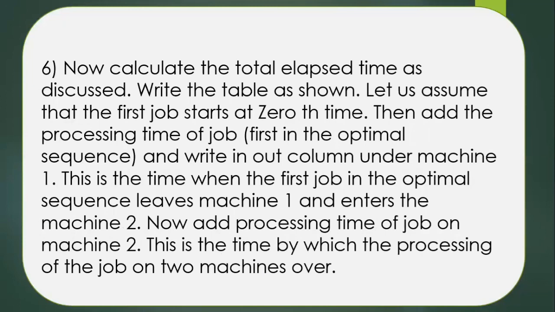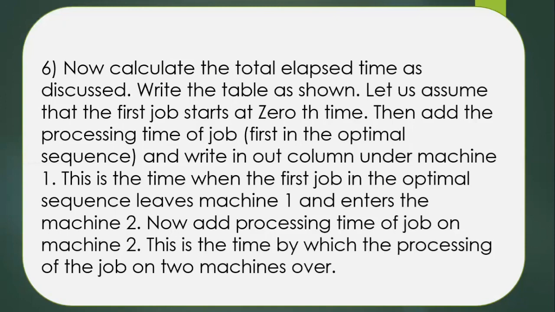And we need to write the table as shown. So let us assume that the first job starts at 0th time. Then add the processing time of job first in the optimal sequence and write in out column under machine 1. So this is the time when the first job in the optimal sequence leaves machine 1 and enters the machine 2. Now add processing time of job on machine 2. So this is the time by which the processing of the job on 2 machines is over.